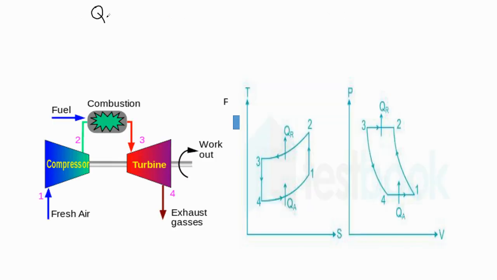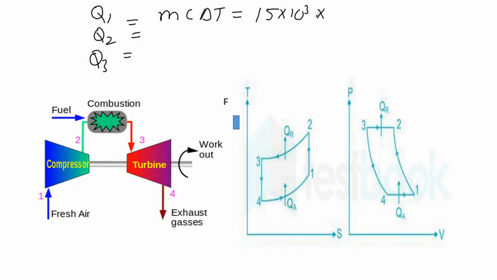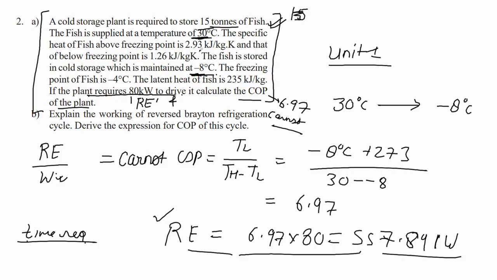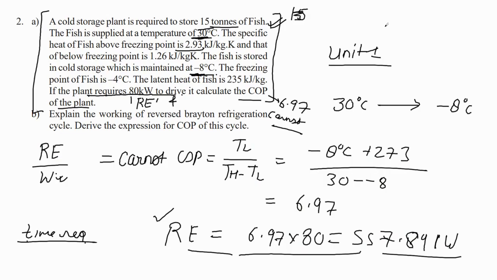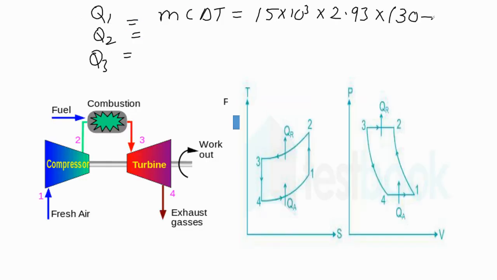We have to remove three heats, q1, q2 and q3. So q1 is m c delta T, which is 15 into 10 cube into the specific heat of fish, 2.93, into the temperature change. Initially the fish is at 30 degrees Celsius, and it first cools to the freezing point, so it goes from 30 to minus 4.